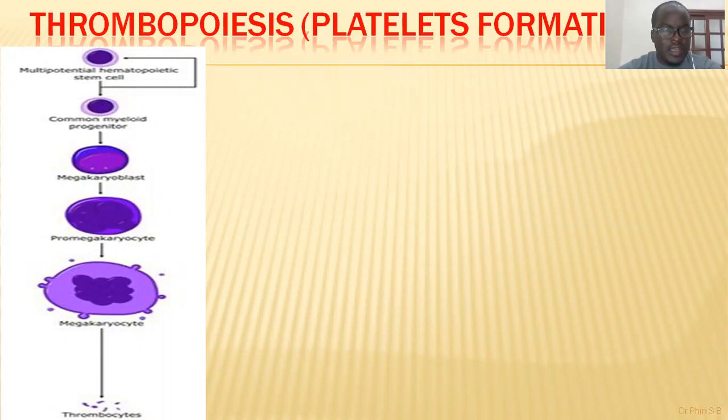Then you have the megakaryoblasts. The megakaryoblasts will later differentiate into promegakaryocyte. The promegakaryocytes, in the presence of other factors that we'll be discussing, especially thrombopoietin, which is a hormone, will be stimulated to differentiate into the megakaryocyte. And the megakaryocyte is the one that will start shedding off platelets. This is the process by which platelets are formed. This pathway is called thrombopoiesis, the process that results in the formation of thrombocytes.